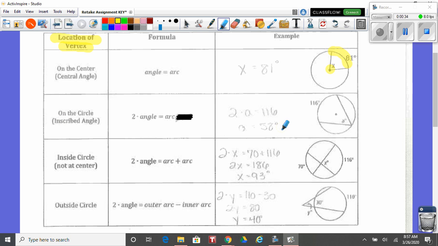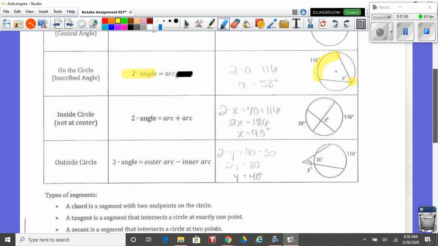For our second one, if you notice, the angle is right on the circle. Anytime that the angle starts on the circle, 2 times that angle equals that arc. So here we need to find that angle by using the formula 2 times A equals 116. Then we just solve that algebraically.